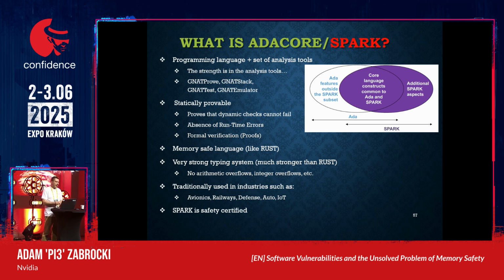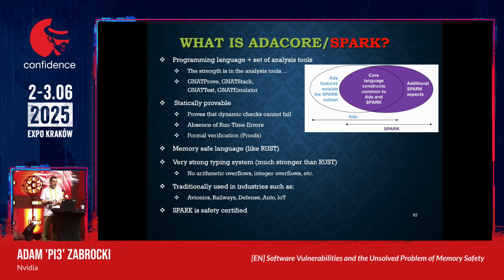They can prove the absence of runtime errors, and can also additionally give you a formal verification method saying that it's mathematically proven that such kind of problem does not exist. Because of that, you can have memory-safe attributes like in Rust, and it also has a very strong typing system, much stronger than Rust. And because of that, there are no arithmetic overflows, no underflows, no integer overflows. Actually, there are general types, but nobody uses them when you program in a formally verified language.